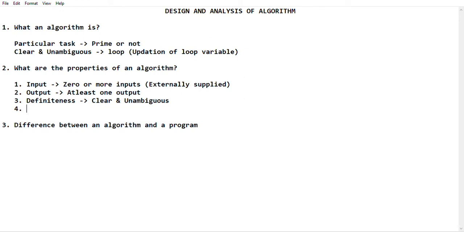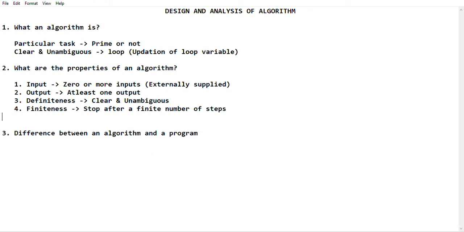Property number 4 is finiteness. The finiteness property tells that an algorithm should stop after a finite number of steps. This means that an algorithm should not contain any infinite loop.